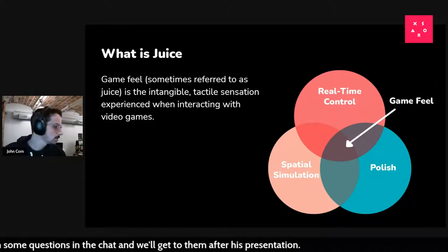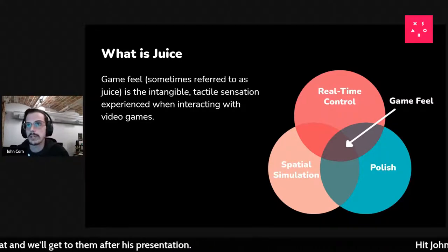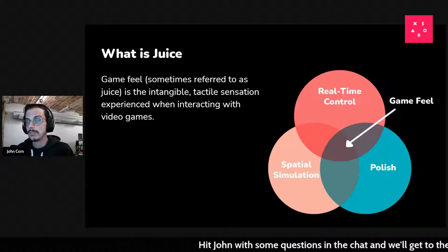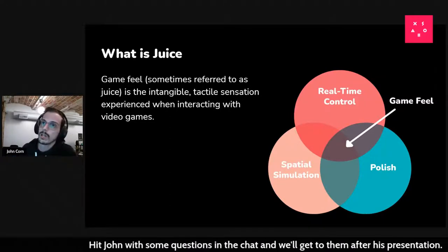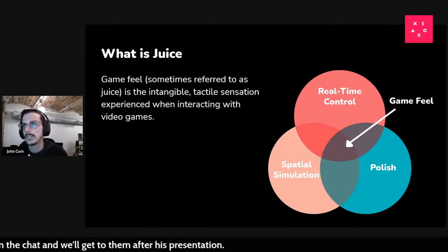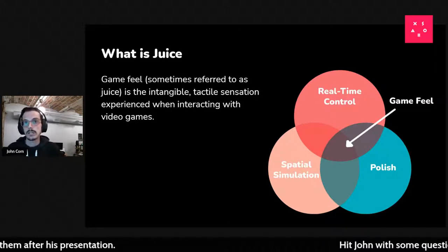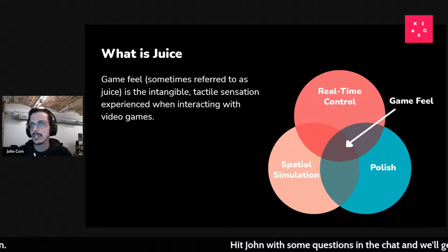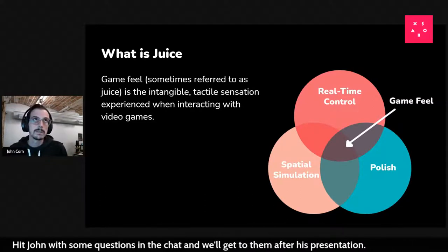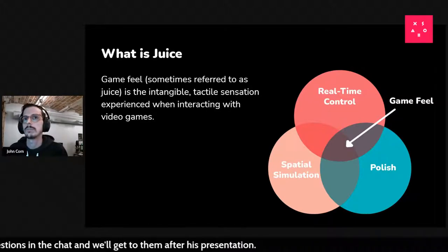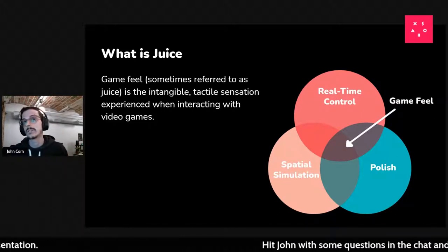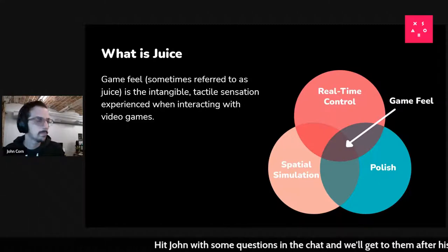And we could judge it a few different ways, but that's very baseline. Steve Swink, in his book that I have right over here, titled Game Feel, defined it. There are seven different types of game feel, but pure game feel was this middle part that we're pointing to, where polish, spatial simulation, and real-time control overlapped. That's not the only definition, but it is the definition his book covered, and that's the definition we're going to go with. Personally, I don't think real-time control is super important, because someone watching the game can still have some sort of game feel, even if it's not a real-time game. But that's debatable.